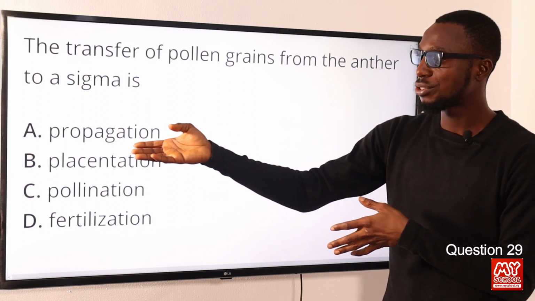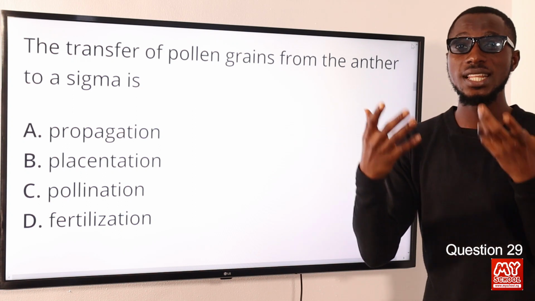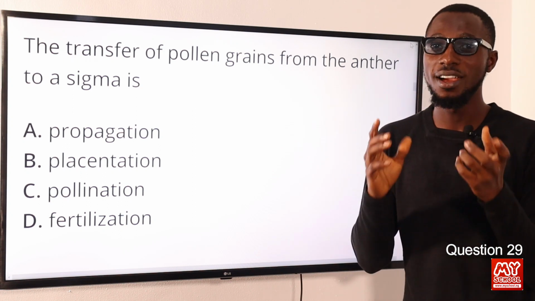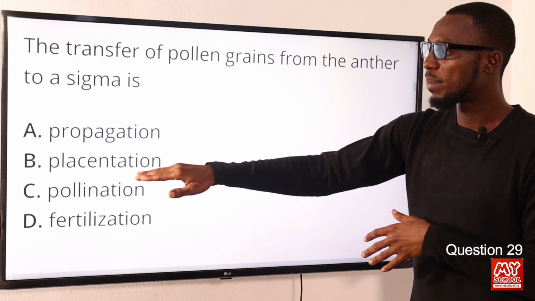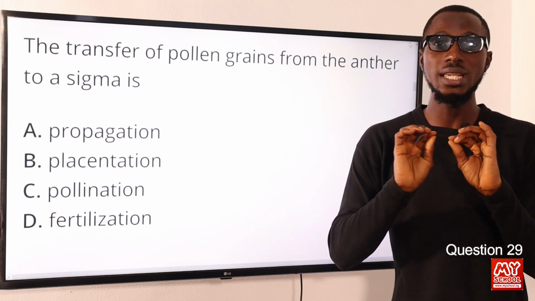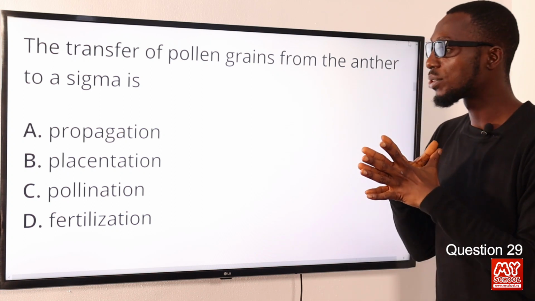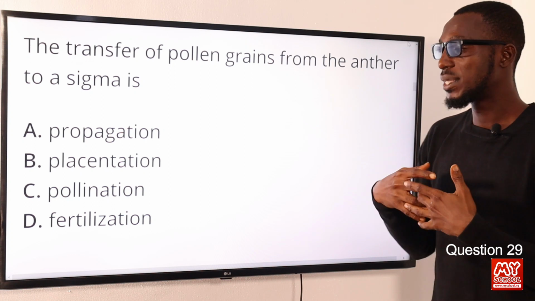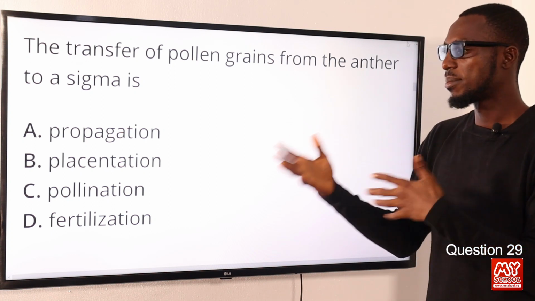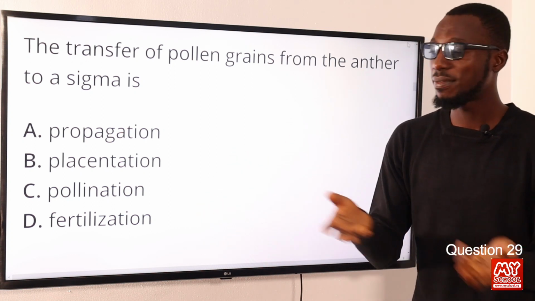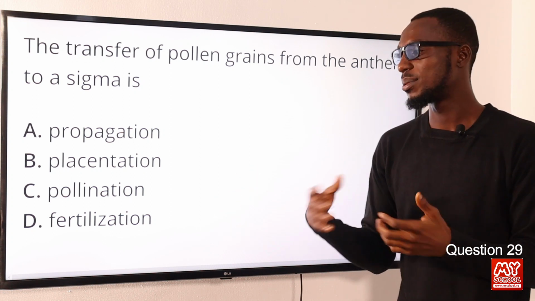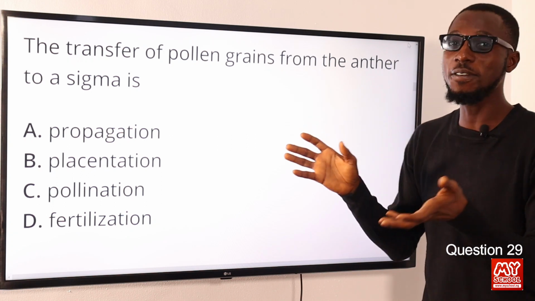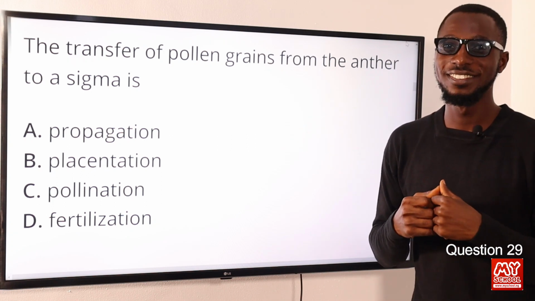When we talk about propagation, I can refer to vegetative propagation. That's one kind of asexual reproduction. When we talk about placentation, that is the arrangement of ovules in the ovary. When we come to option D, fertilization, that is the fusion of the male and the female cells. For the male you're talking about the sperm cell, for the female you're talking about the ovum or the egg cell. So that's fertilization. The correct option here once again is option C for pollination.